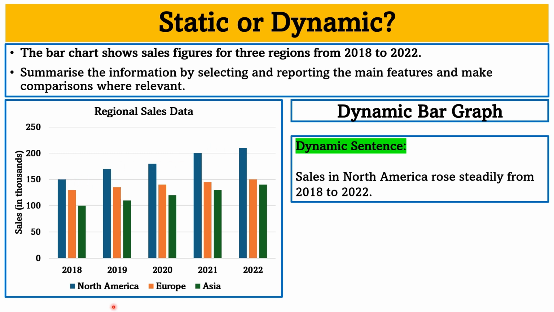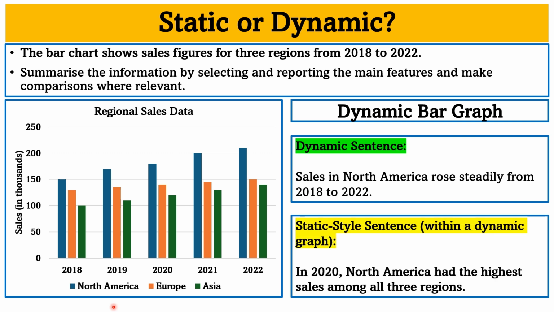For example, sales in North America rose steadily from 2018 to 2022. And again, we can make a useful static observation too. For example, in 2020, North America had the highest sales among all 3 regions. Here, we want to highlight one moment in time, that is, in 2020. This mix of dynamic and static description adds variety and clarity to your writing.